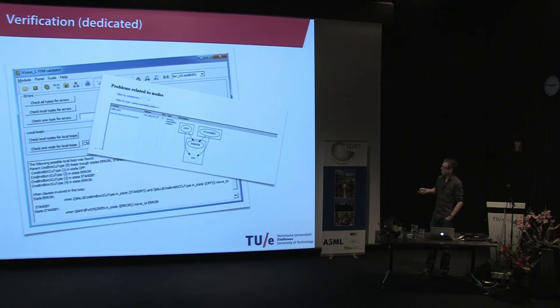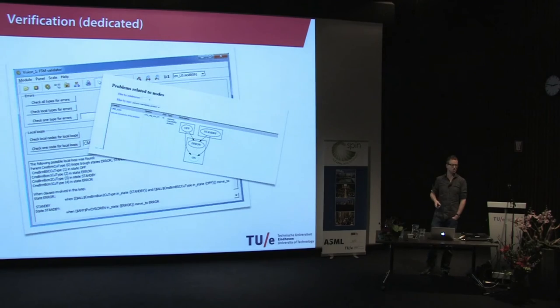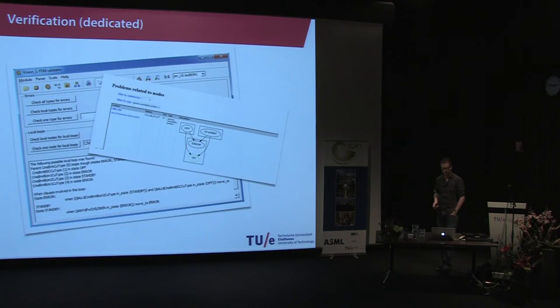So there would be output of a tool saying that there is a loop in a certain clause that the engineer would not expect, and he would be able to fix his system in that way. Okay, so this actually helped improve the quality of the FSM system, the control system, and in the end, the engineers were quite enthusiastic about this.